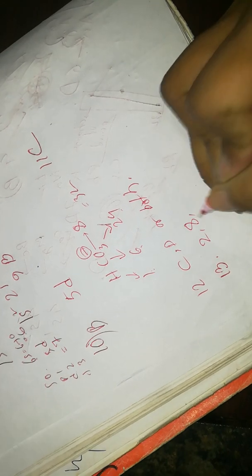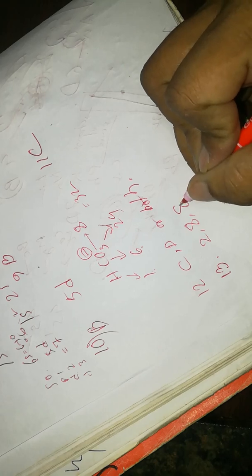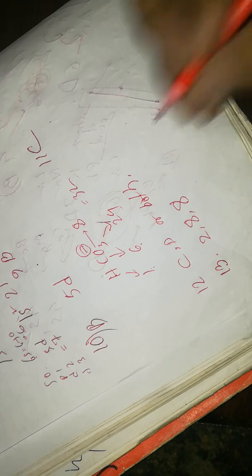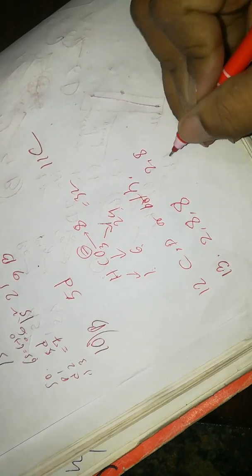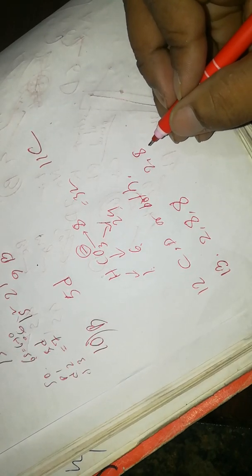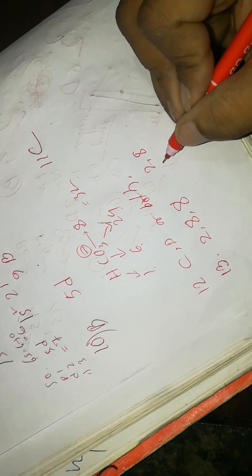Which ion has the same electronic configuration as Cl minus? So Cl minus has got the configuration of 2 8 8. So F minus for sure it is not, because it's 2 8. Then P plus, no way, because P is 2 8 5, so P plus is 2 8 4.